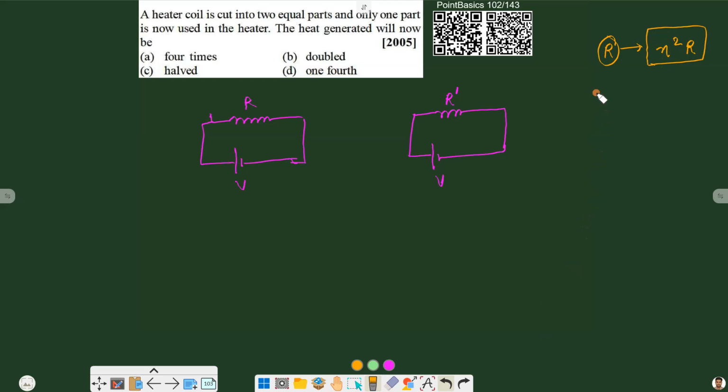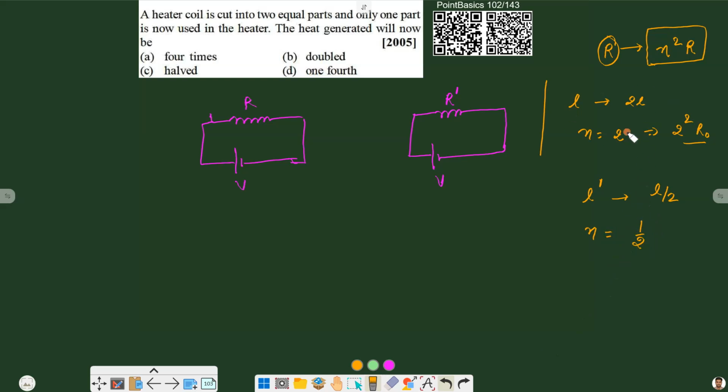We have solved some questions where the length of a wire is doubled and we find the resistance. In that scenario, n becomes final length by original length, that is 2, and resistance becomes 2 square times the original resistance. In this scenario, the coil is cut into two equal parts. So the new length becomes half of the original length, and n becomes 1 by 2.